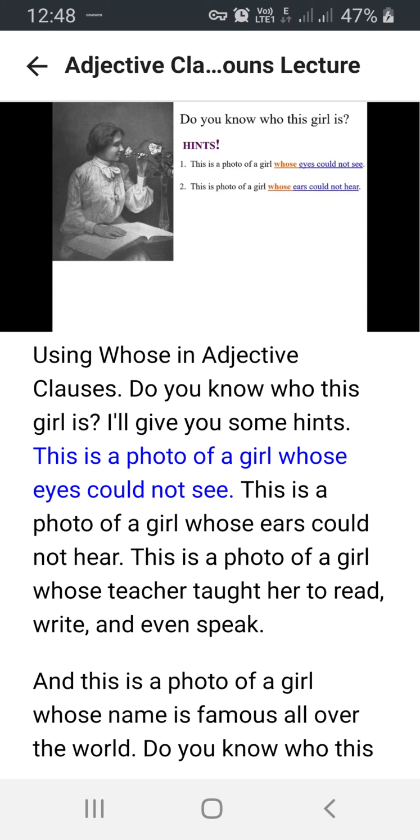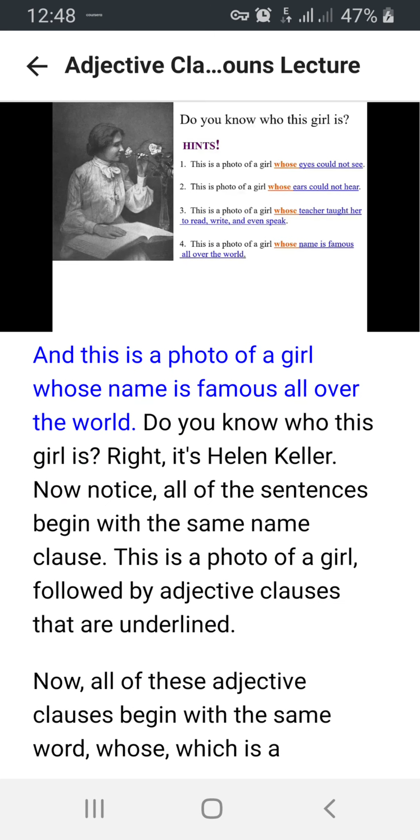This is a photo of a girl whose ears could not hear. This is a photo of a girl whose teacher taught her to read, write, and even speak. And this is a photo of a girl whose name is famous all over the world. Do you know who this girl is? Right, it's Helen Keller. Now notice, all of the sentences begin with the same main clause.